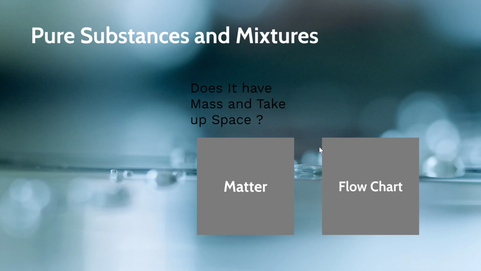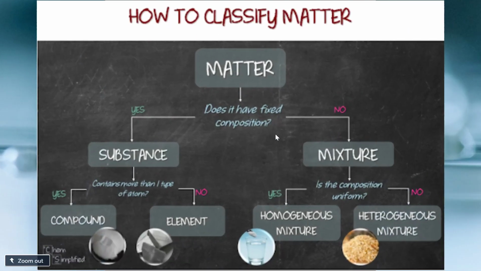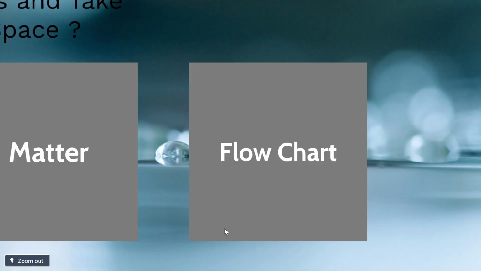Okay, and we're going to be working through a kind of flow chart to go through it. And the four things that we want to categorize are whether something is going to be a compound, an element, a homogeneous mixture, or a heterogeneous mixture. So these are the four things that we want to be able to define any object that we see as.